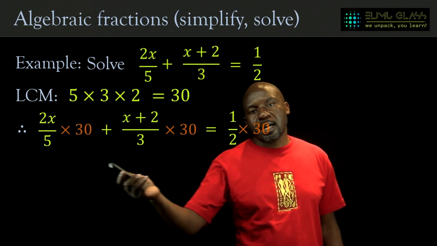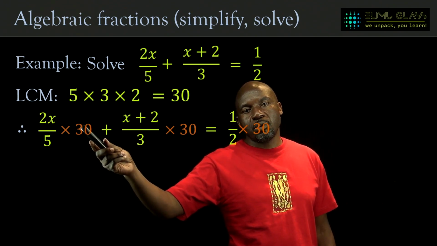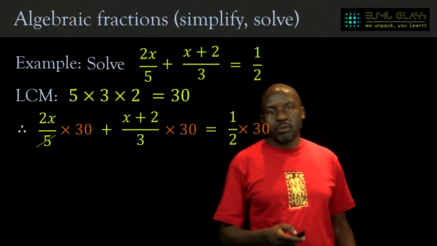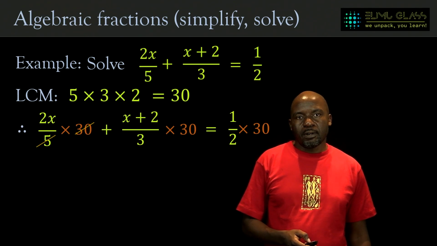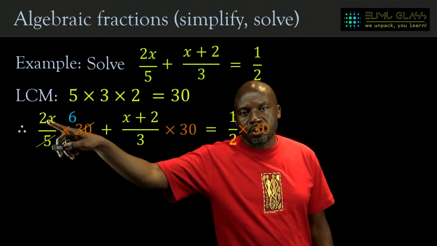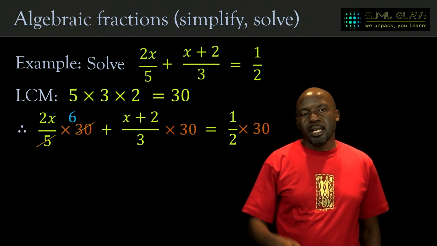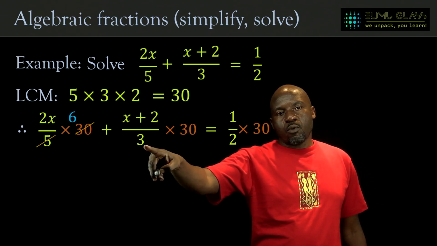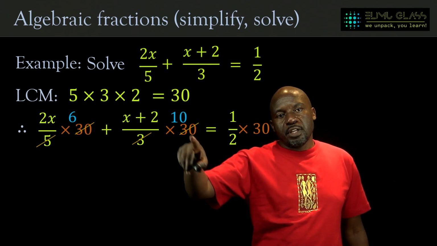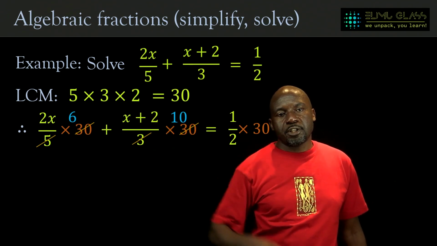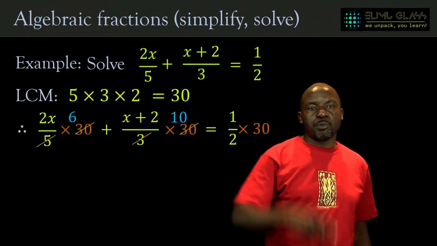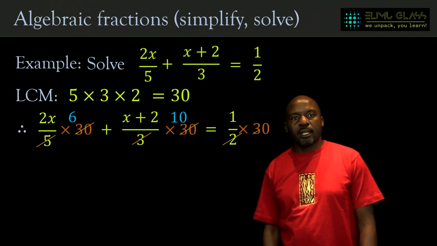And now we can cancel some. 5 goes here once, it goes there 6 times. Okay, so I can cancel 5, there goes once. 5 goes into 30 6 times, which is to say that the whole of this is now just 12x. Similarly, 3 goes here once and 3 goes there 10 times. So this becomes 10 into x plus 2, and this is just 15, because 2 goes there 15 times, 15 times 1 is 15. So let me simplify that.